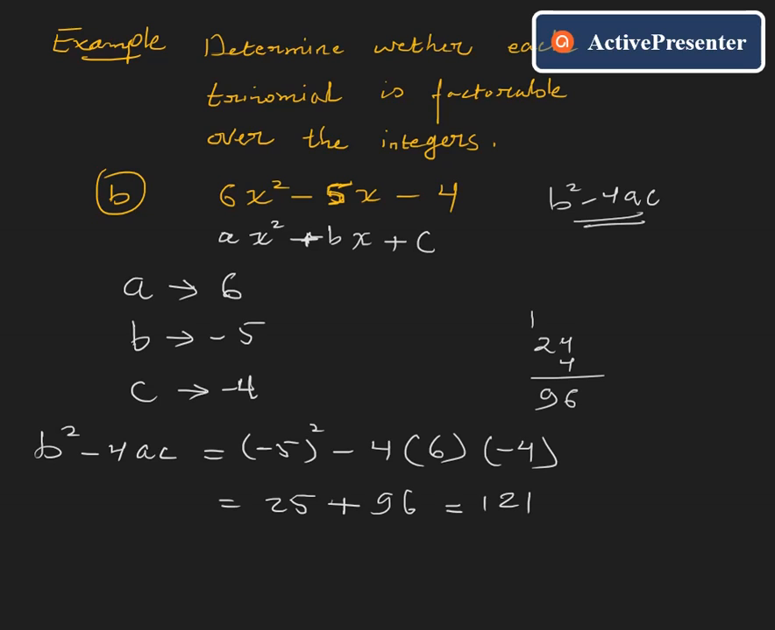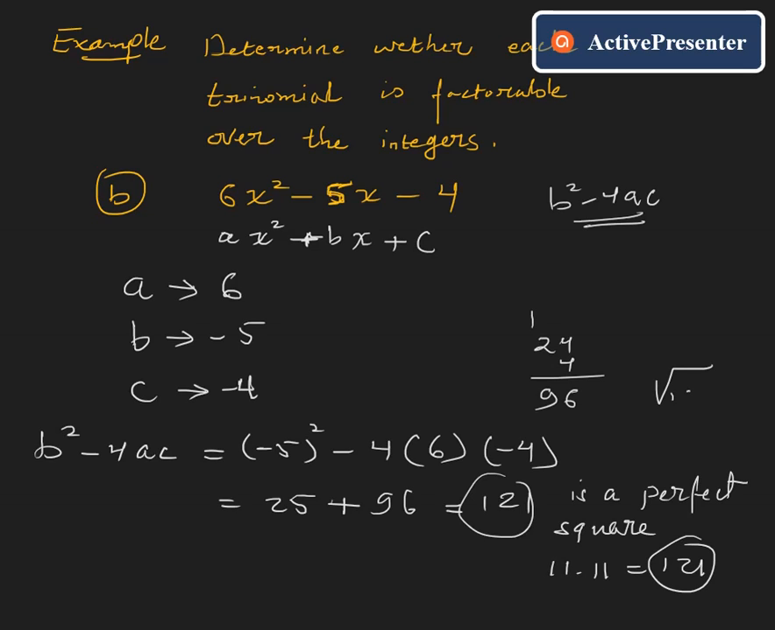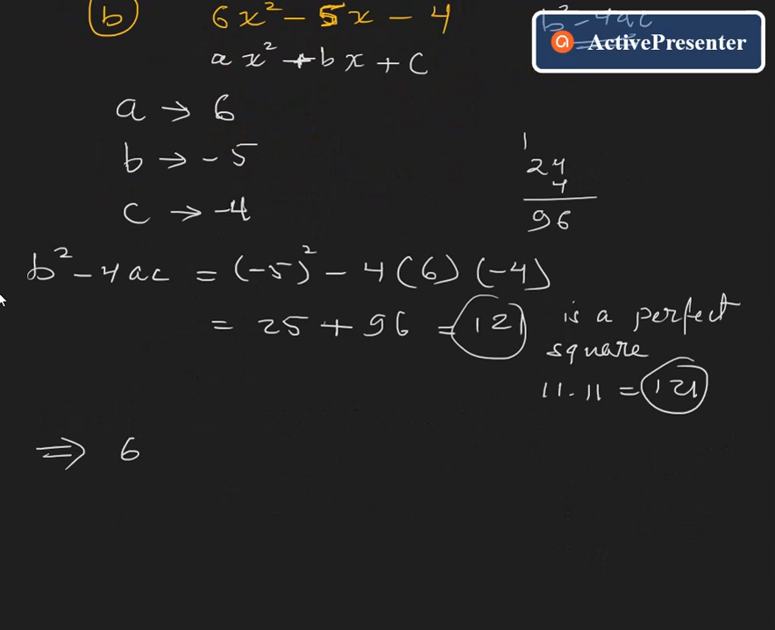121 is a perfect square. Why is that? Because if you multiply 11 multiplied in 11, this is equal to 121, which is a perfect square. The square root of 121 is 11. Okay? This implies 6x squared minus 5x minus 4 is factorable over integers, then you are done. You solve the question.